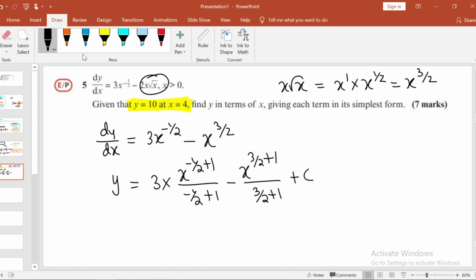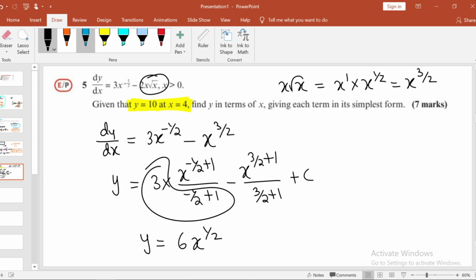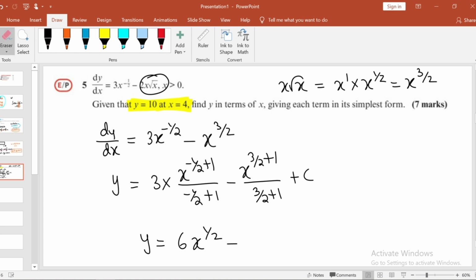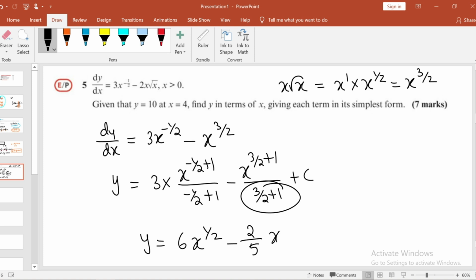Tidy this up a little bit. Minus half plus 1 is positive half. 3 over half is 6. X power half minus 3 over 2 plus 1 is 5 over 2. Since it's in the denominator, you need to put it as a reciprocal. 2 over 5 x power 5 over 2 plus c. Do you understand this step?